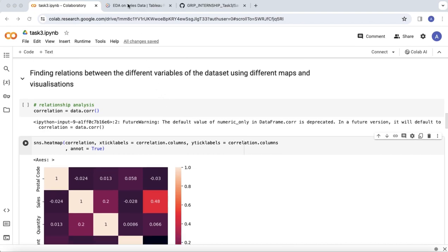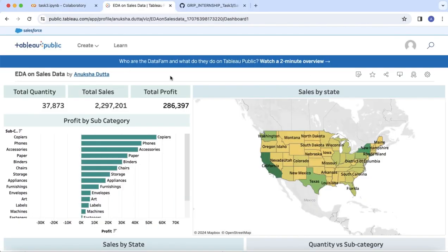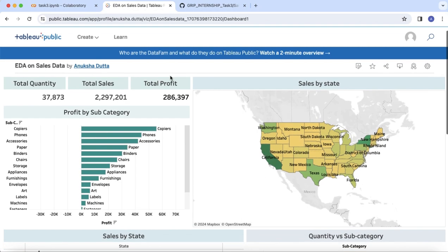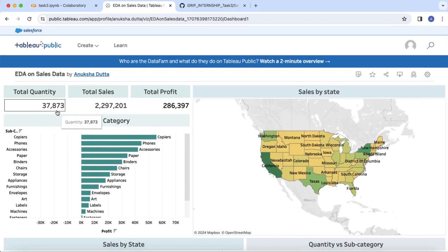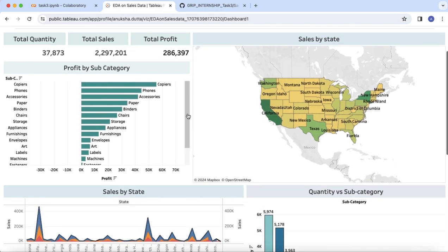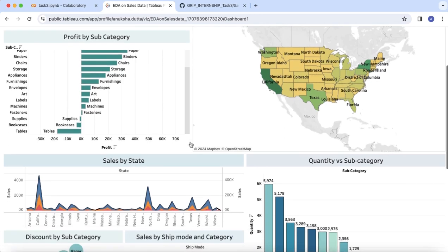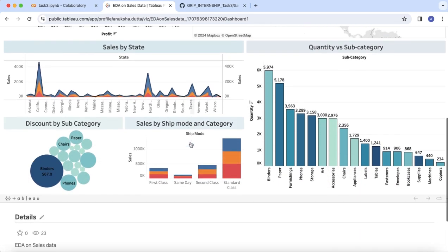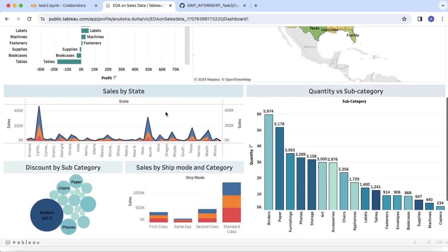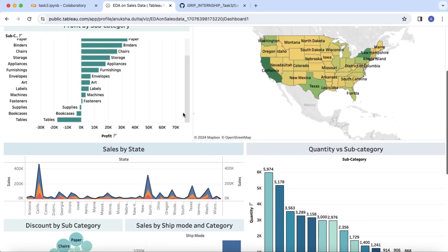To do that, I created a dashboard on Tableau. The dashboard summarizes all the important findings in the dataset. For example, the total quantity is 37,873, the total sales, the total profit, and then I have these charts that convey all the information in a summarized manner.